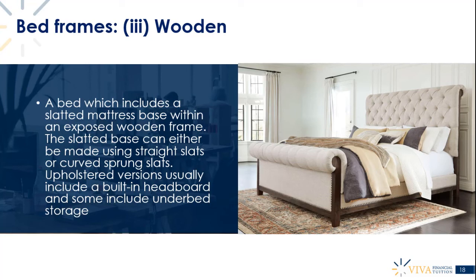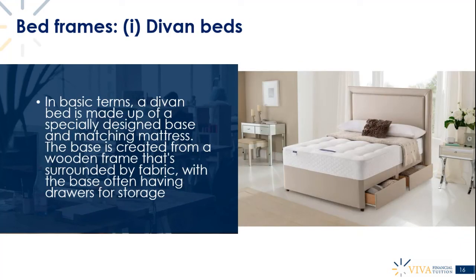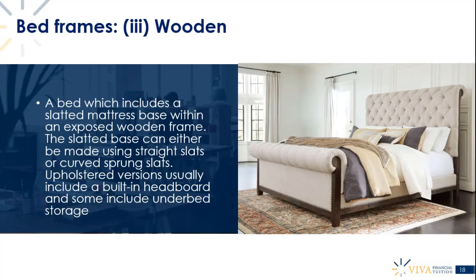The third bed frame type that was mentioned then was the wooden bed frame, and you can see here a nice example on the right. This is a bed which includes a slatted mattress base within an exposed wooden frame. So you can see the wood in this kind of bed frame. In the case of the divan bed, the wood tends to be concealed and hidden behind some thin fabric. As you can see, it's wrapped around. But in this case, the wood is exposed as part of the frame.